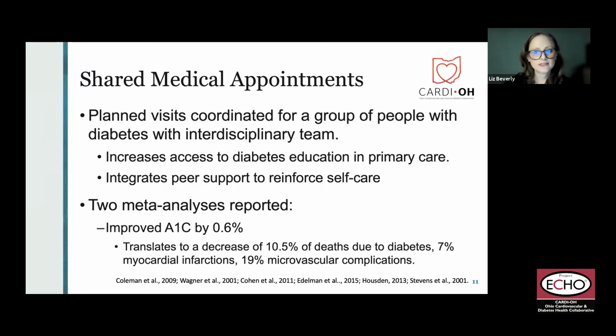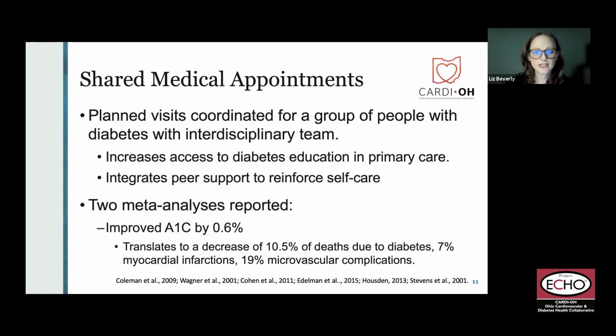These are planned visits that are coordinated for a group of people. I'm going to refer to this in terms of type 2 diabetes, and it's using an interdisciplinary team. The goal behind this is that it increases access to diabetes education, and this is because you're using a team. It also increases education in the primary care setting, because this group of individuals will be seeing a primary care provider or a specialist provider, but you'll have access to education. It also integrates peer support, which reinforces self-care.